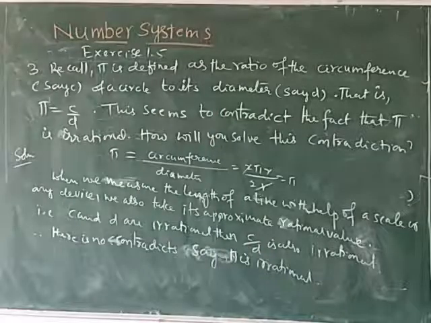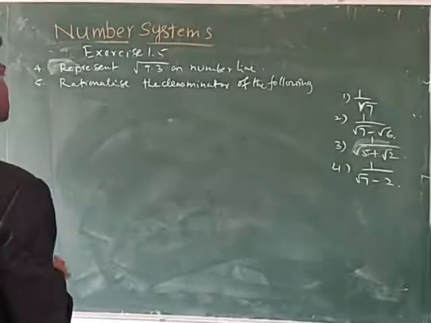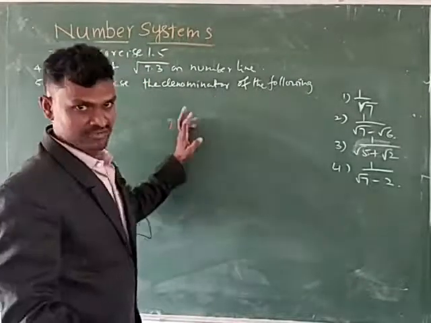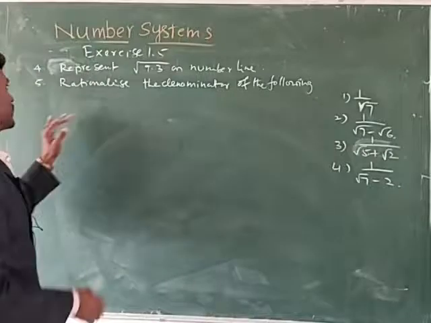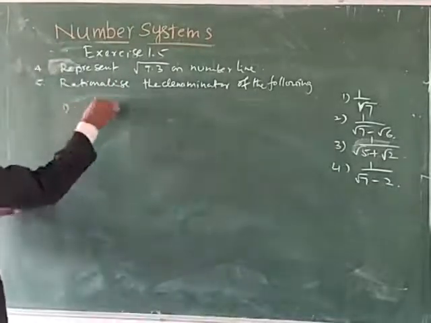Next one. Next problem, represent under root 9.3 on the number line. Already I gave this one as homework. You can try this one. Next one is rationalize the denominator of the following. First one is 1 by root 7.